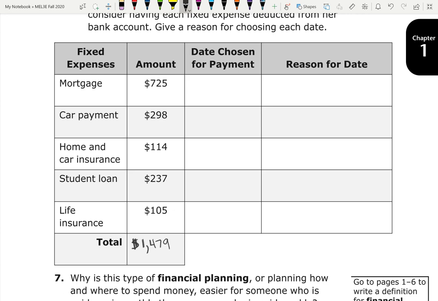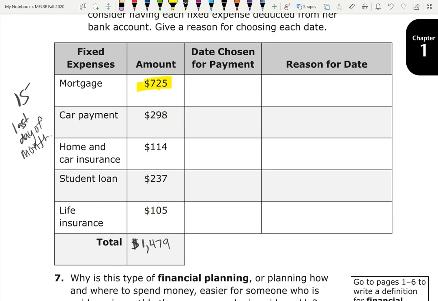So remember, she gets paid on the 15th and the last day of the month. Okay, so I'm going to spread this out. So $725, her mortgage, is a lot more than all of the other ones combined. In fact, I would say it's almost about the same amount, right? These ones highlighted in yellow, if you add them together, it's almost the same amount as her mortgage alone.